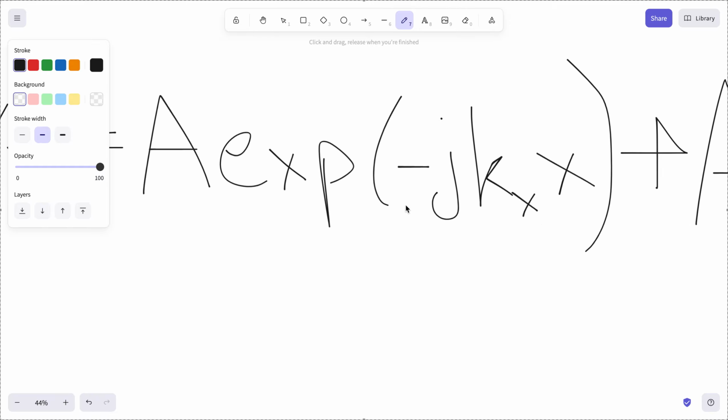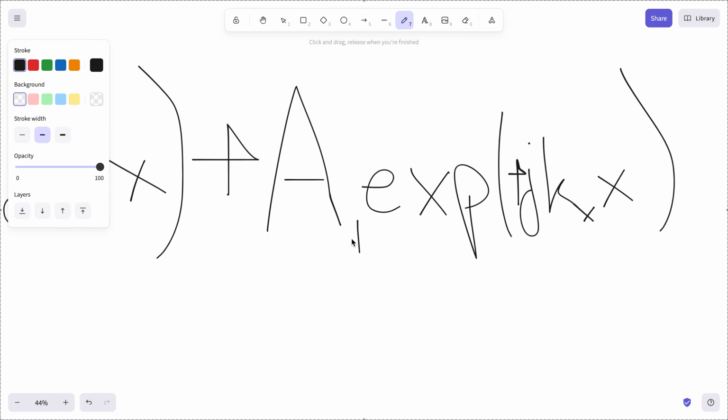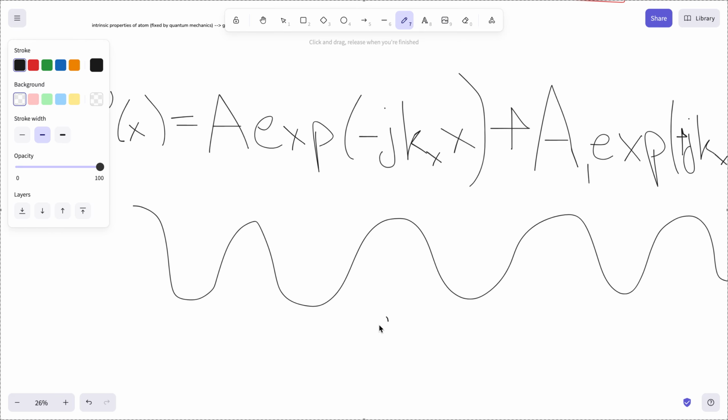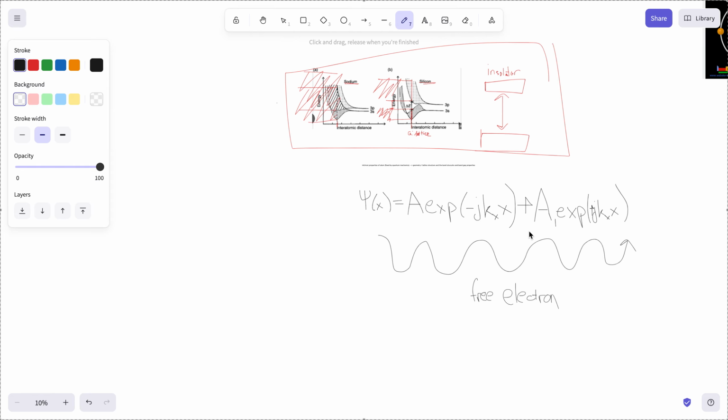So you have a wave moving in the negative direction and a wave moving in the positive direction, and so our electron can be described as a wave. And this function that I've written out here specifically is the wave equation for a free electron. That is, an electron that isn't in an atom. It's just in a vacuum, just a wave described by Euler's formula.